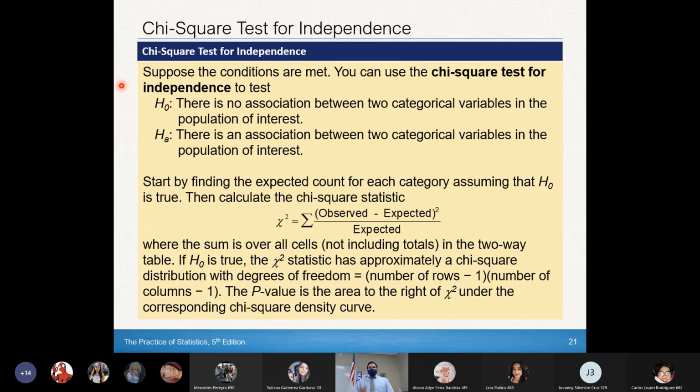Essentially, the way we run this test is basically the same as what we just saw. The only difference is essentially the context. In this case, we're dealing with a single population or a single group. Previously, we were looking at several populations or groups that we were sampling from.